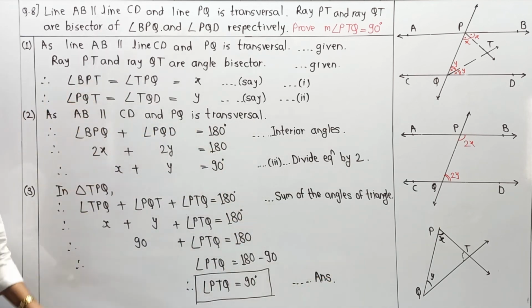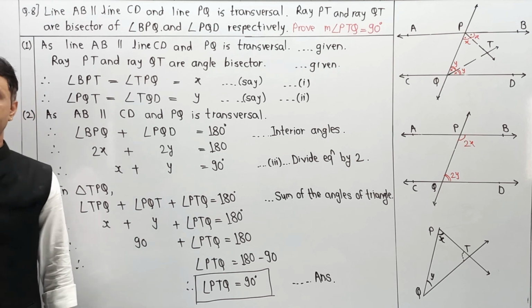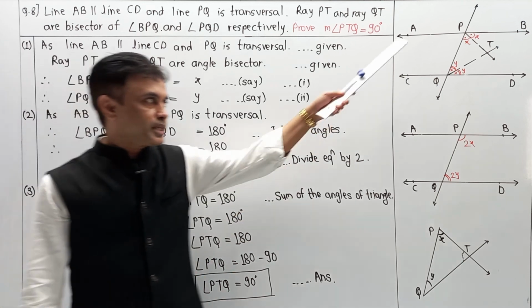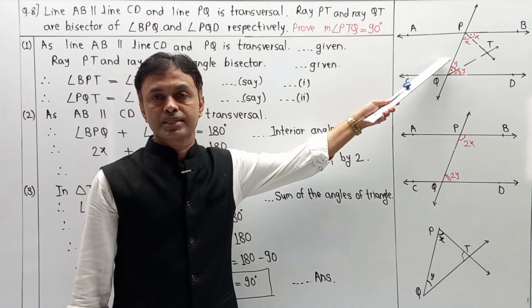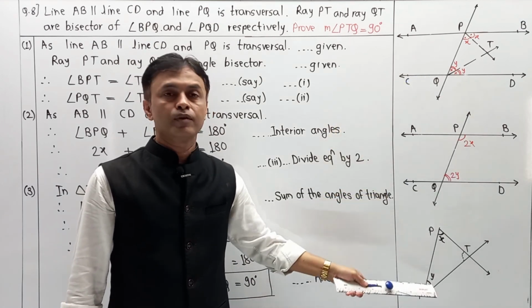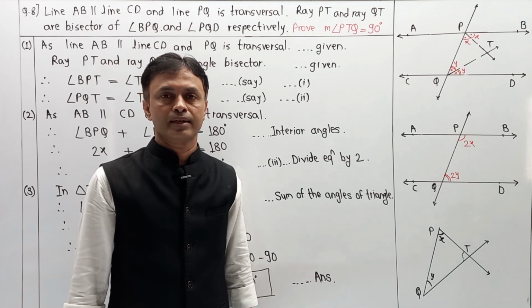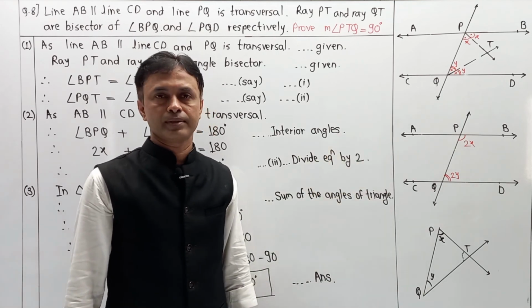And in this way you can properly write and complete the proof. Remember, students, these diagrams are just for your understanding, but the main diagram given in the book is this one only. These two I have drawn for your concept and understanding. So clear your concept from that part.